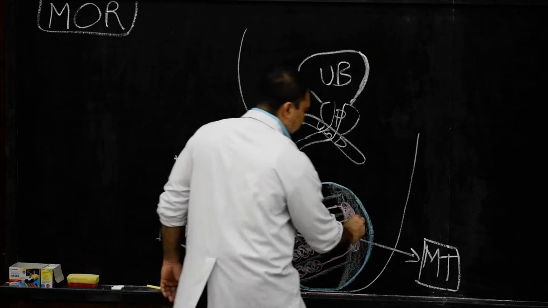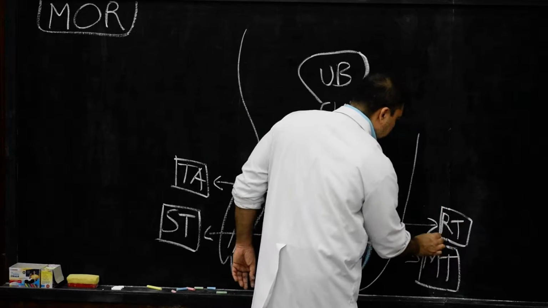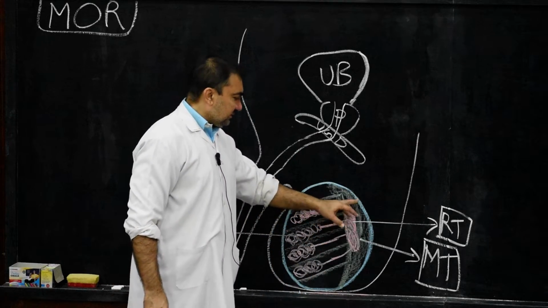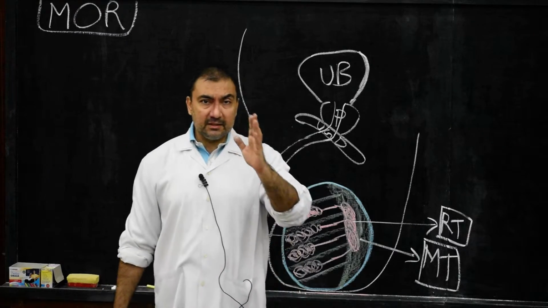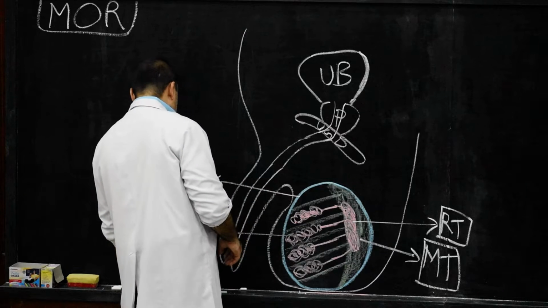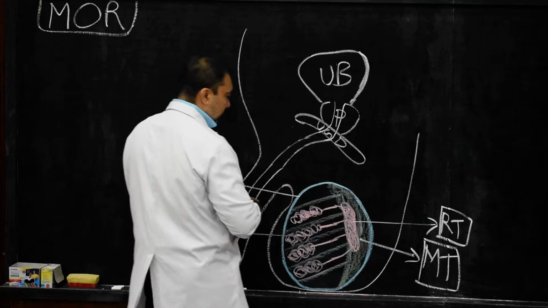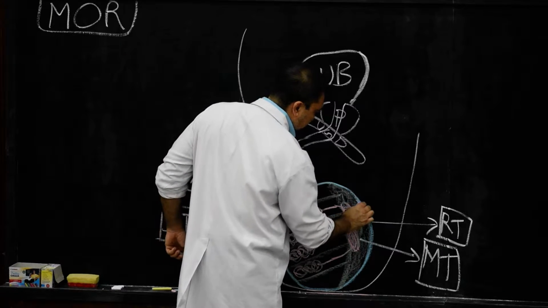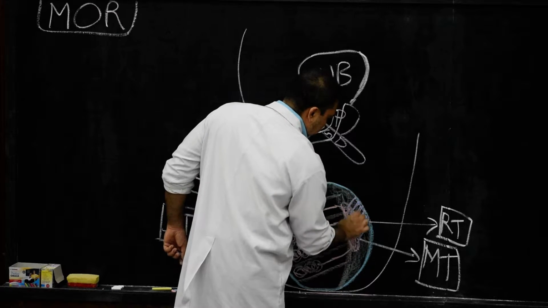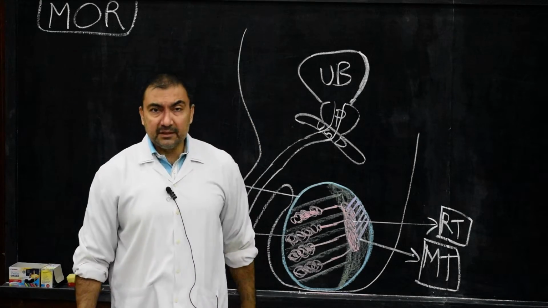So this structure will be known as rete testis, which will develop in the mediastinum by joining of the straight parts of seminiferous tubules. From the rete testis there will be around 12 to 15 efferent ducts which will pass outside. And these efferent ducts will enter the head of the epididymis.